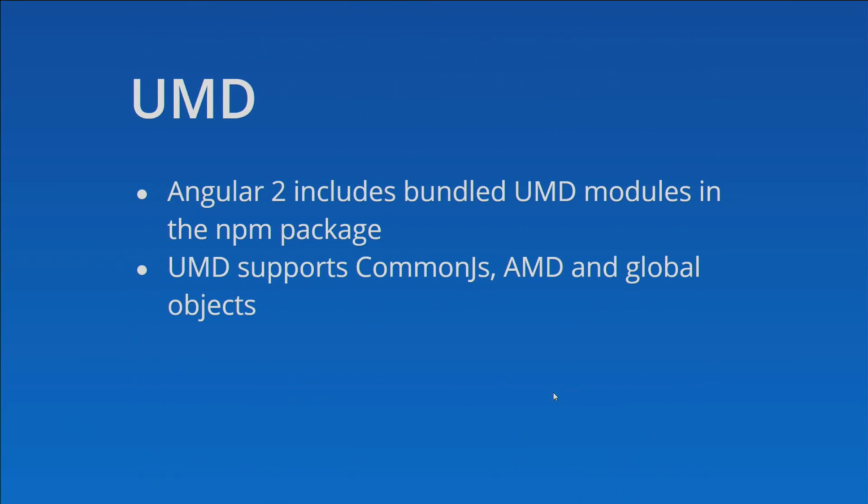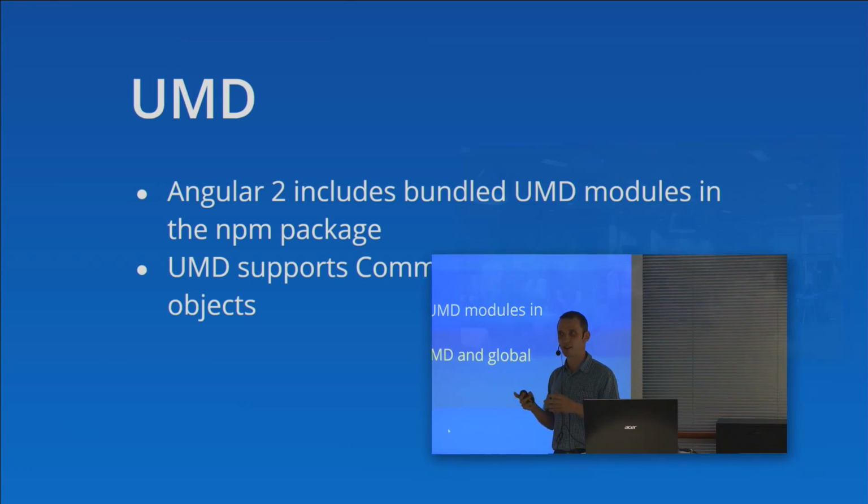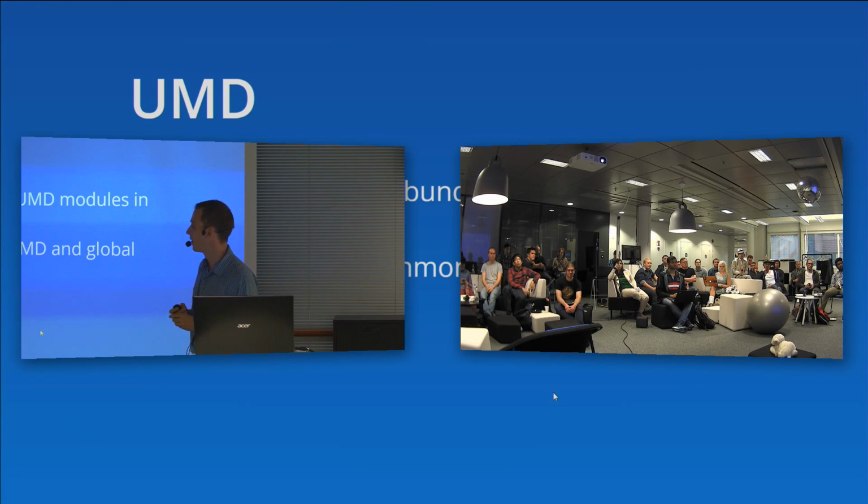Okay, and another interesting thing is that Angular 2, if you install the package from npm, includes UMD modules. UMD stands for Universal Module Definition, which supports CommonJS, AMD, and also falls back to global objects if nothing is found. Does anyone know, by the way, the difference between CommonJS and AMD, for example? Can anyone tell? No?